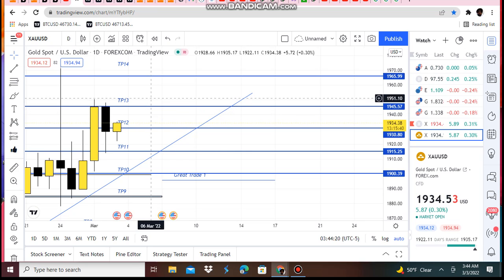Or you can try to ride this all the way up. Price might go even further than that. But we have our take profit at 1942. So when price goes up here, it'll just automatically hit our take profit. We already have it modified, and once it goes there, it'll just hit our take profit. And we just made a couple thousand for the day.